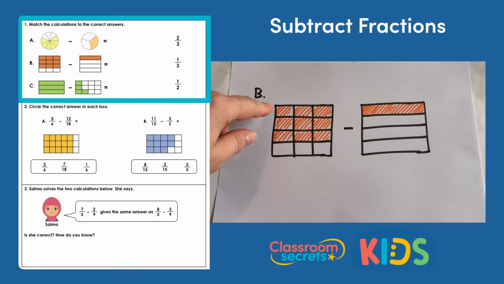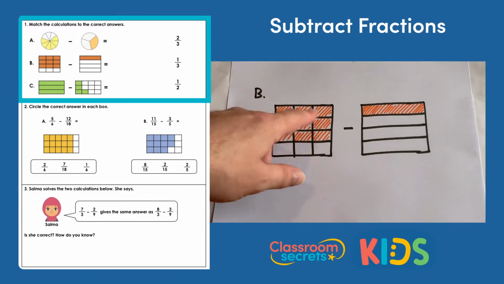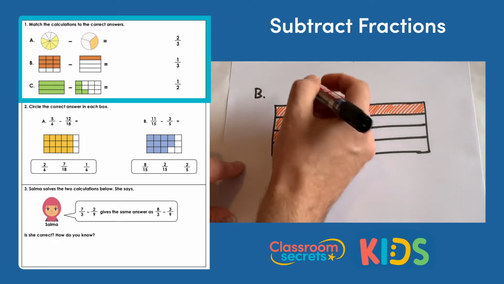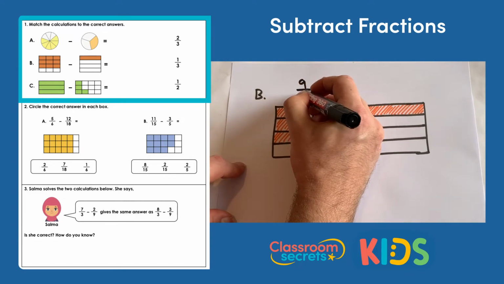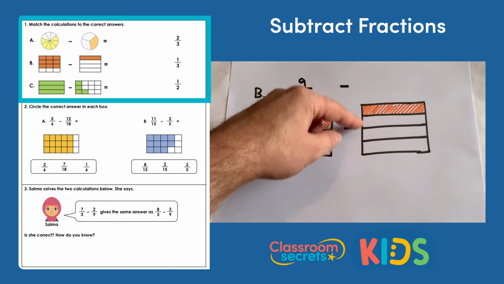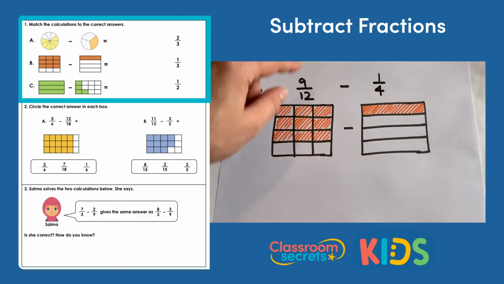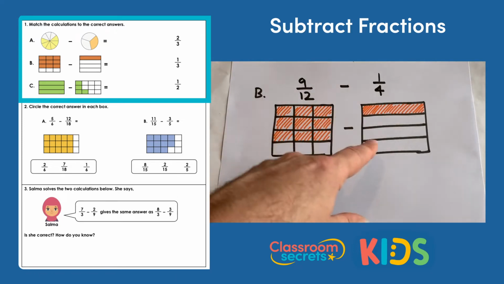For B, we have a diagram here split into 12 equal pieces, and there are 9 shaded in. So this fraction here would be 9/12, and this diagram here is 1 out of 4 equal pieces, so it's 1/4. So doing 9/12 take away 1/4. Well, we need to convert the denominator of one of them to be the same as the other.